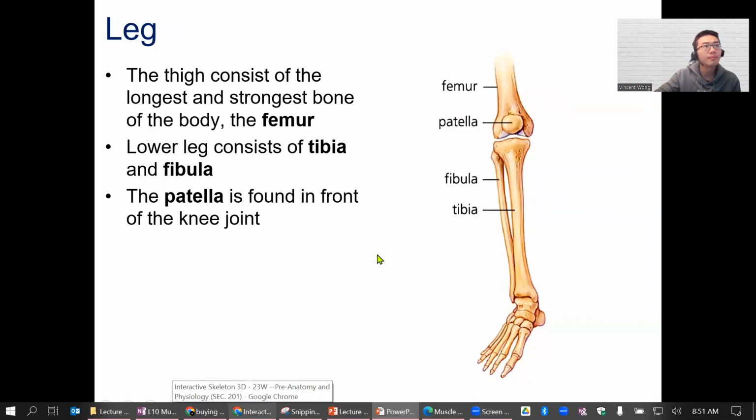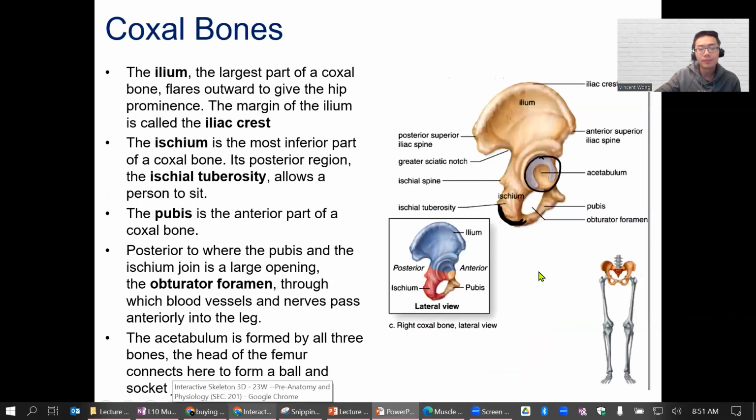Sir, what was the correct name for the tailbone? Oh, coccyx. C-O-C-C-Y-X. Thank you.